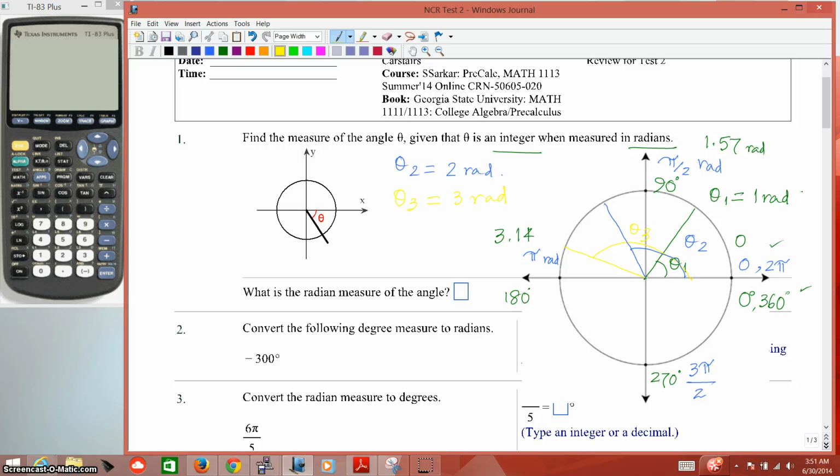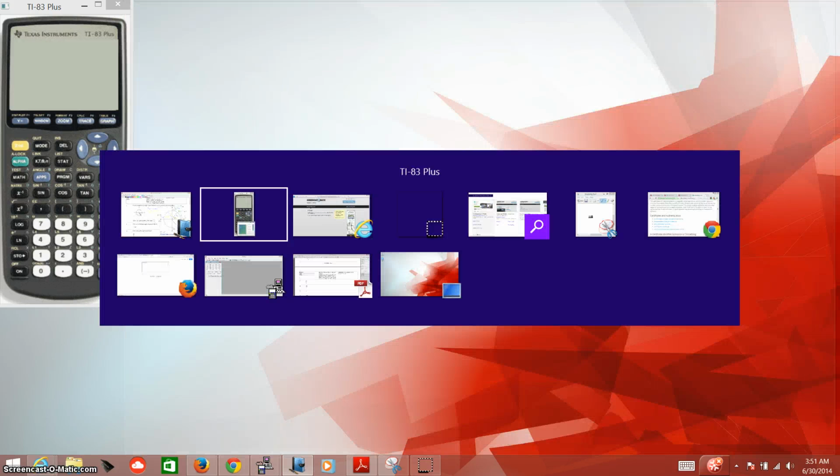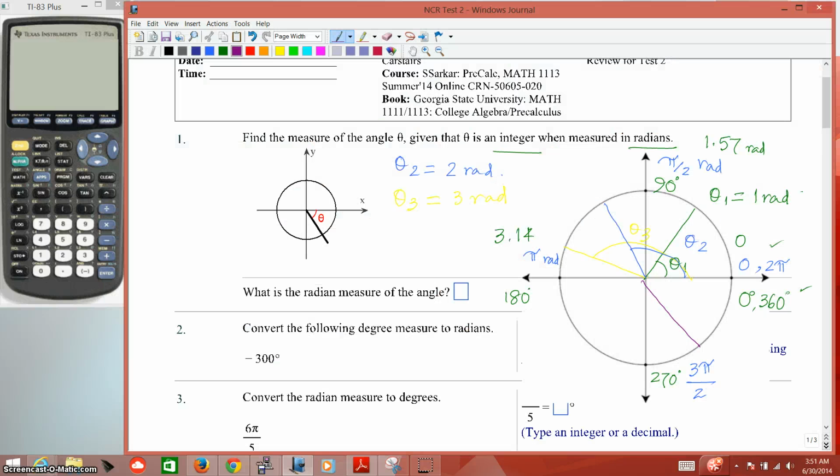Look at an interesting angle, which is in the fourth quadrant, and I am going to label the angle as theta 4. But if you thought this is in the fourth quadrant, which is past 4.71, so maybe your angle measurement will be 5 radians. That is not correct answer.